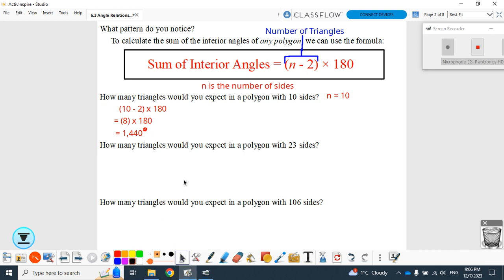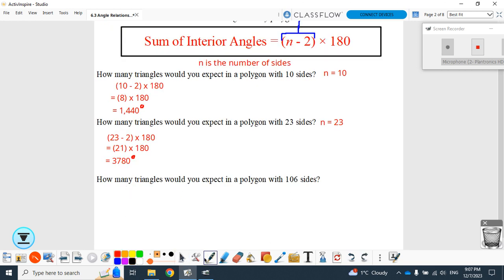So if there's a polygon that existed that had 10 sides, all of the angles inside of that polygon add up to 1,440 degrees. Okay, now what about something with 23 sides? 23 sides, yeah? That means the number of sides is 23. What we're going to do is take the number of sides, 23, subtract 2, times it by 180. Okay? If there's 23 sides, that must mean there are 21 triangles inside of that thing. 21 times 180 gives us 3,780 degrees for a total sum of the interior angles.